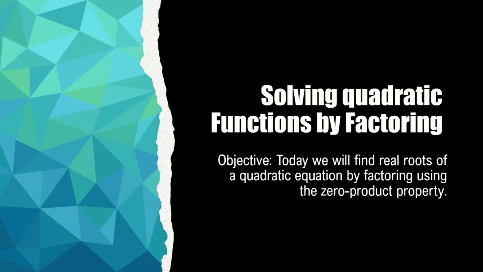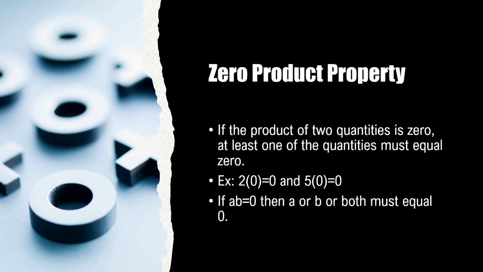Today we will find real roots of a quadratic equation by factoring using the zero product property. The zero product property basically says that if you're multiplying two numbers together and you get an answer of 0, one of those two numbers, or both of them, would have to be 0.